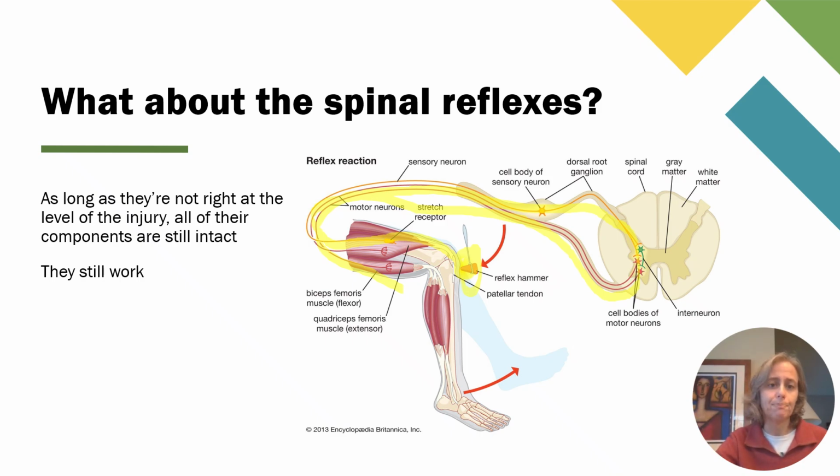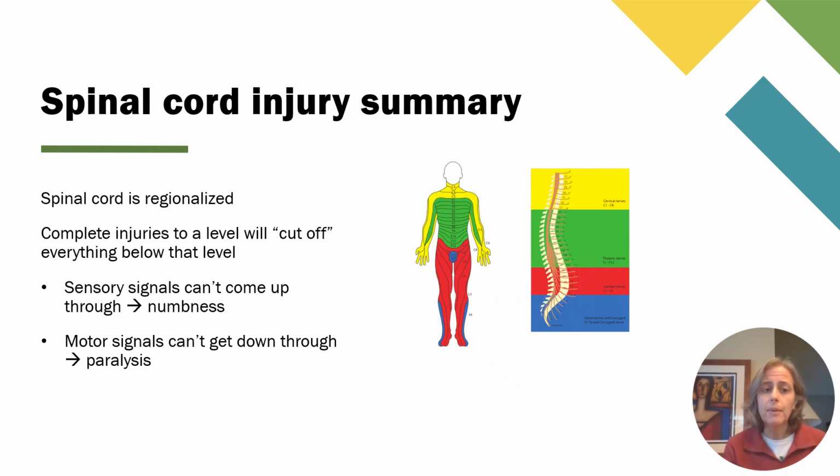So in summary, the spinal cord is regionalized, right, to all the different levels of the body. So if you have a complete injury of the spinal cord, where imagine it's completely cut or completely crushed, then you can't get those axon signals coming up. So you're going to be numb from that level down, and you can't get motor axons down through there, so you can't get motor signals down below that level, so you'll be paralyzed below that level. So that is our summary for spinal cord injuries, and I'll look forward to seeing you in lab.